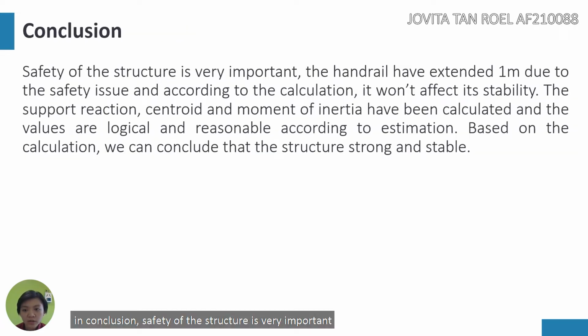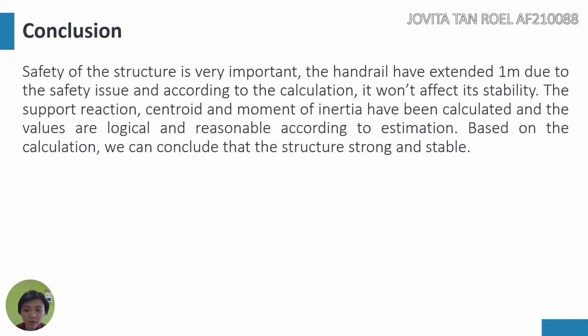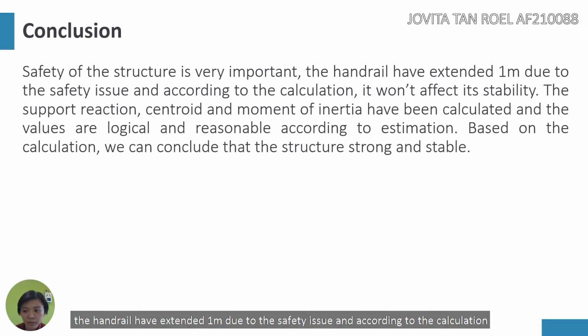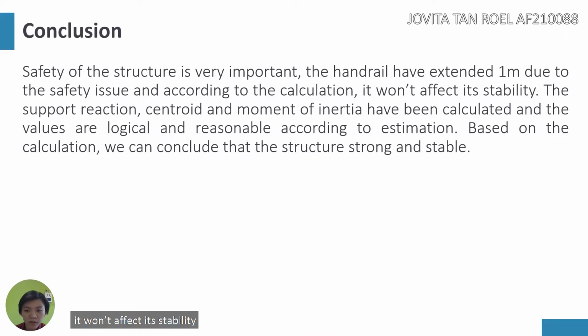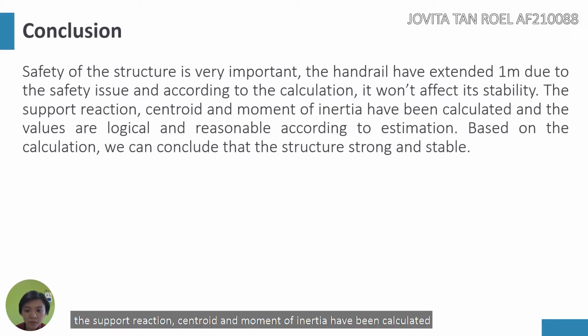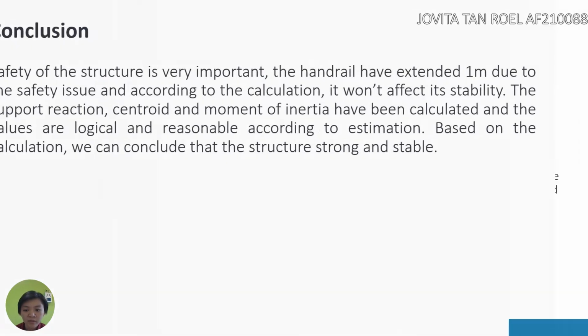In conclusion, safety of the structure is very important. The handrail has extended 1 meter due to the safety issue, and according to the calculation, it won't affect its stability. The support reaction, centroid, and the moment of inertia have been calculated, and the values are logical and reasonable according to the estimation. Based on the calculation, we can conclude that the structure is strong and stable.